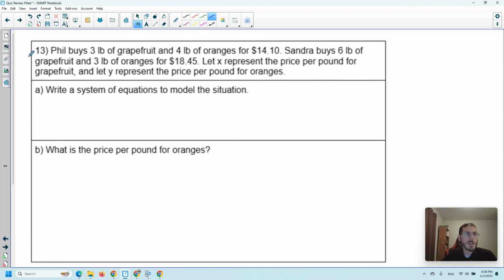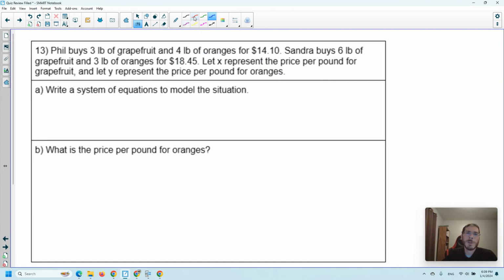All right, I think we're at the end. 13 is the last one, right? Yep. So Phil buys 3 pounds of grapefruit and 4 pounds of oranges for $14.10. Sandra buys 6 pounds of grapefruit and 3 pounds of oranges for $18.45. Let X represent the price per pound for grapefruit, Y represent the price per pound for oranges.